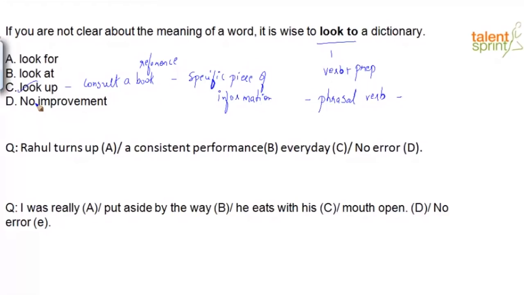So let's move on to the next one. Rahul turns up a consistent performance every day. So where do you think the error is, or do you think there is any error at all? So what's the meaning of turns up actually?